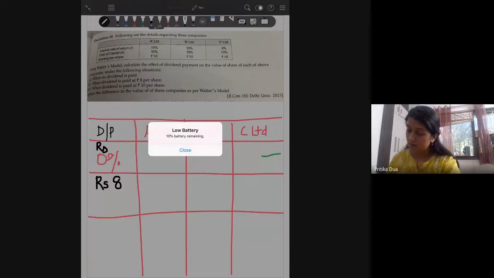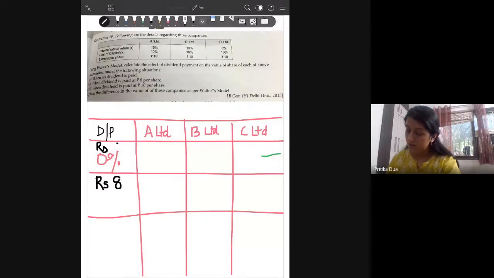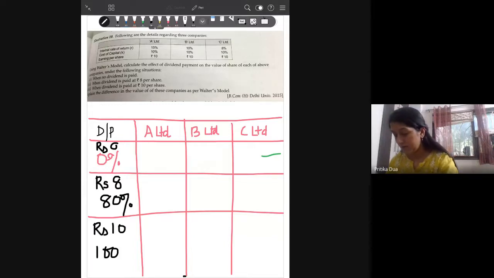that the DP ratio is at 80%. And in the third case, the dividend will be 10 rupees. So the DP ratio is 100%. So you can start solving. There are three cases for each firm, which means you have 9 cases in total.